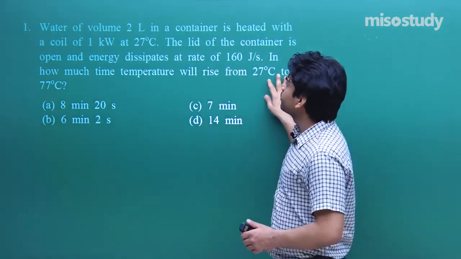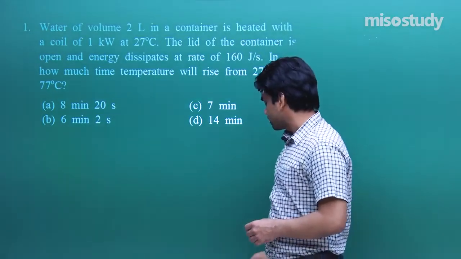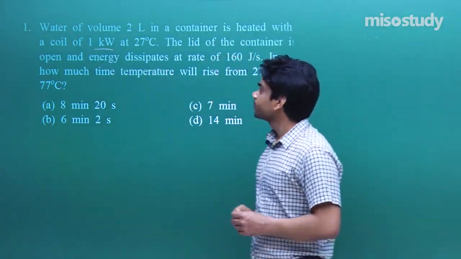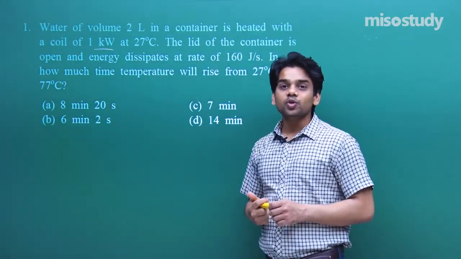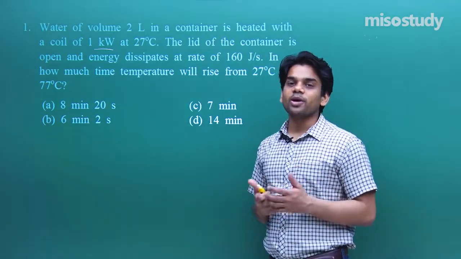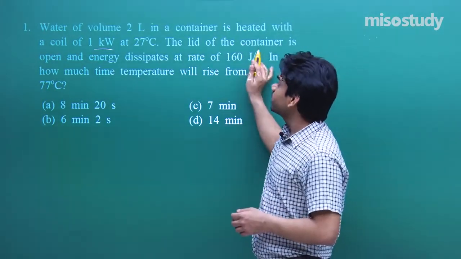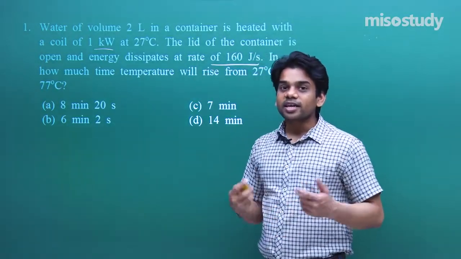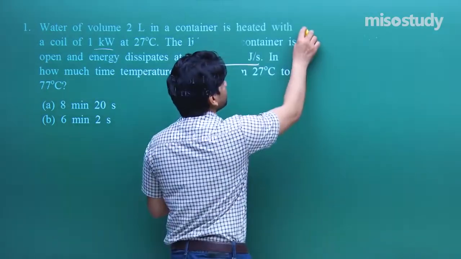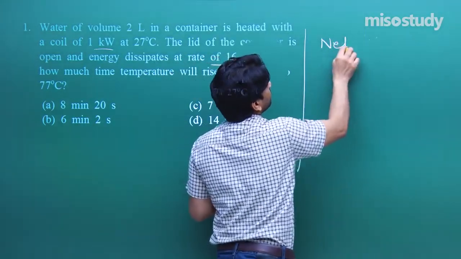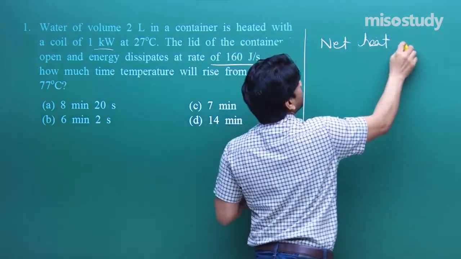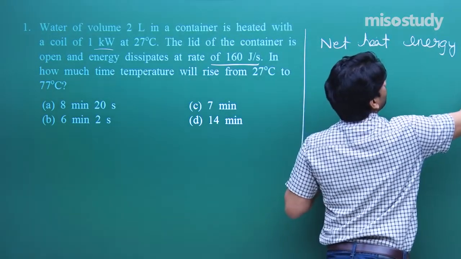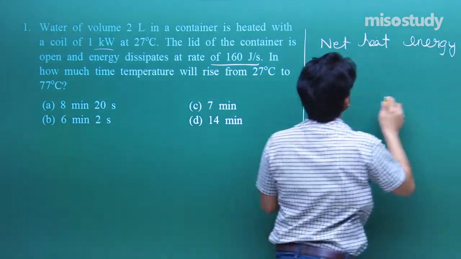2 liter in a container is heated with a coil of 1 kilowatt at 27 degrees Celsius. Now see here, the coil is of 1 kilowatt. 1 kilowatt means 1000 joule of energy per second will be supplied to the water. Now the lid of the container is open and energy dissipates at the rate of 160 joule per second. That is, the net heat energy obtained by water in this case will be 1000 minus 160, quite simple.